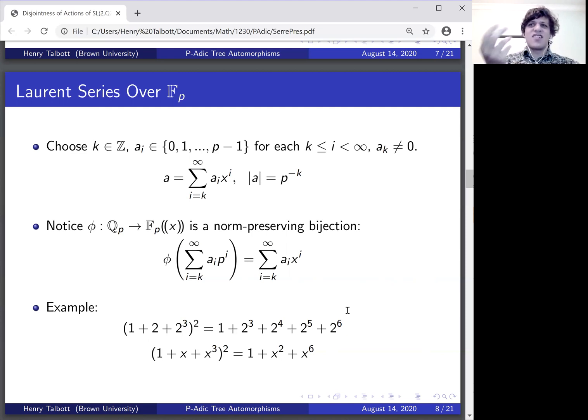This suggests these fields are similar in some sense, although not in the sense of isomorphism. For instance, clearly the p-adics have characteristic 0, while these finite field Laurent series have characteristic p.